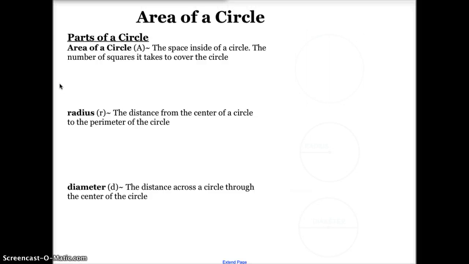This is a video that will help you find the area of a circle. But before we do that, we first need to make sure we define the different parts of the circle. The first part we're going to look at is the area of a circle.